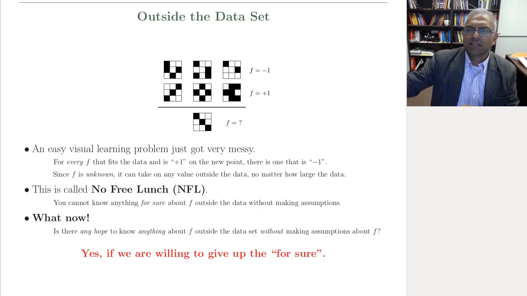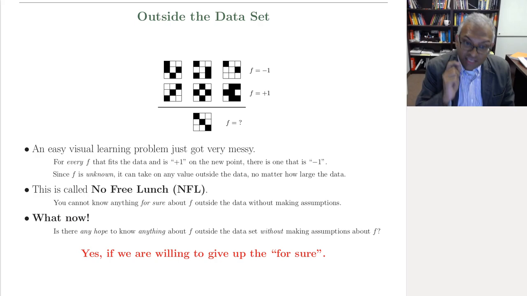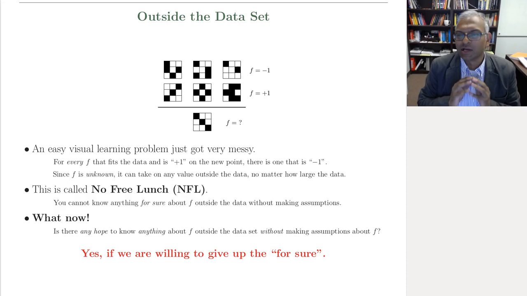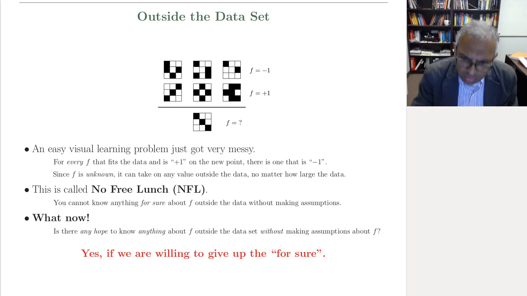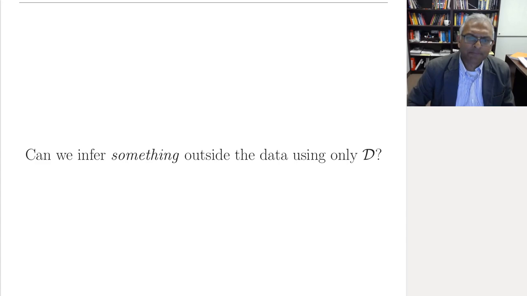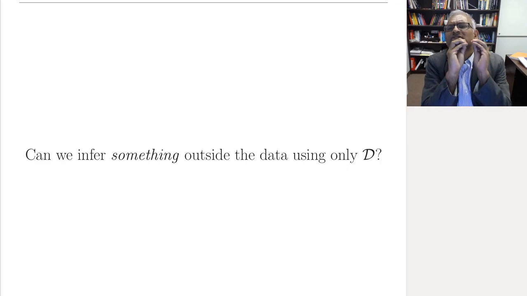It turns out, and luckily for us, the answer is yes, but we have to give up the for sure. We will never know for sure what's going on outside the data, but if we're willing to live in a world of very high probability, I'm almost certain but not quite sure, then we can say something about outside the data. So our goal for this lecture is twofold. The first is to see what we can say outside the data. We're going to reduce the problem from the full learning problem to a much simpler problem, and then connect that simpler problem to learning and leave it at that for today.